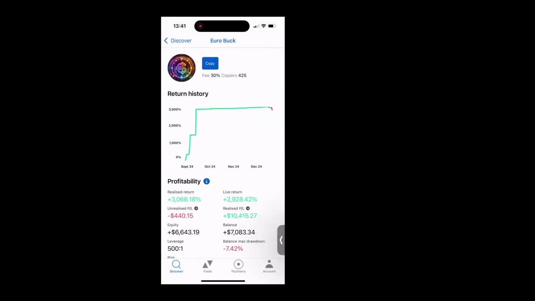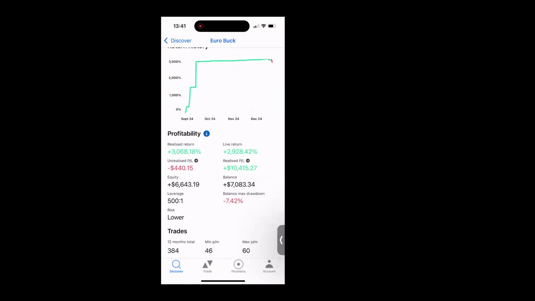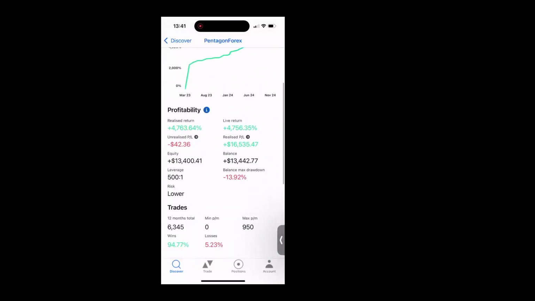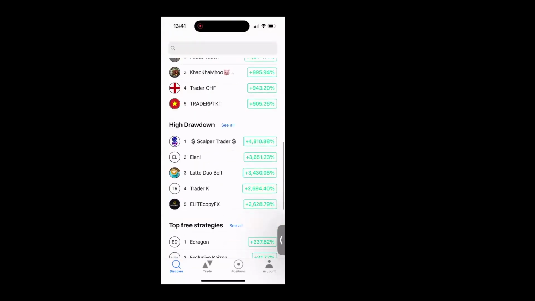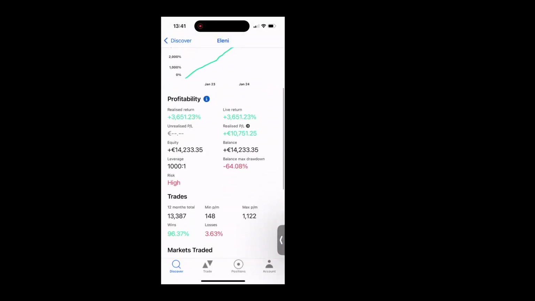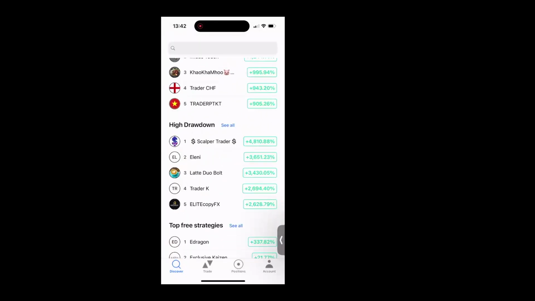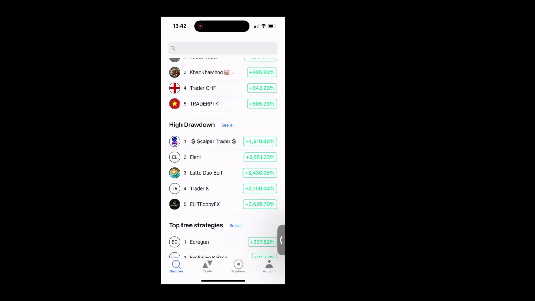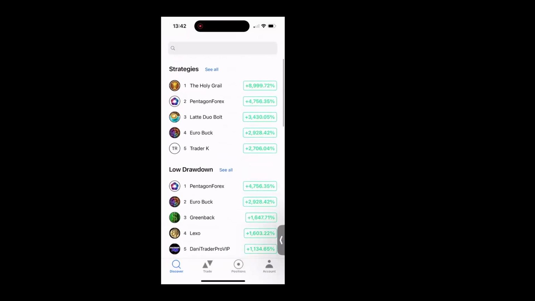I should also flag that it does say here what the risk category is, based on a questionnaire that they submitted. For example, someone like Eleni is high here. You can see their balance and max drawdown, what the maximum their drawdown ever was. And so yeah, it's all there in the app, available for you.